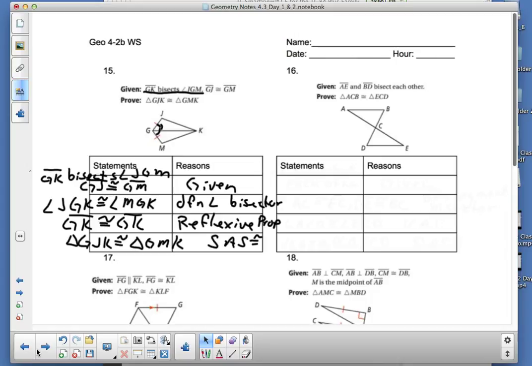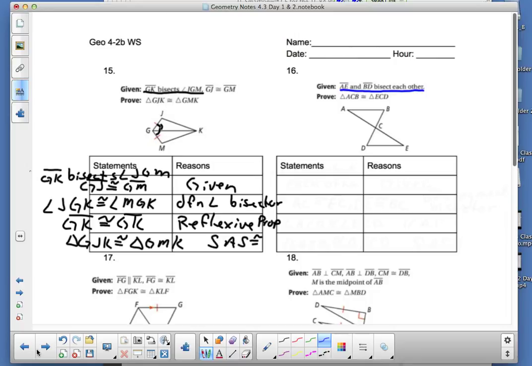Okay, so let's look at 16. In 16, I give you something new, but with something that we've done before. I just told you 2 segments bisect each other. Okay, normally when I tell you, well, it's the midpoint, it's M's the midpoint or something. And in this case, it would have been C's the midpoint. But I didn't tell you C was the midpoint. I decided to say it differently. I have segment bisectors.